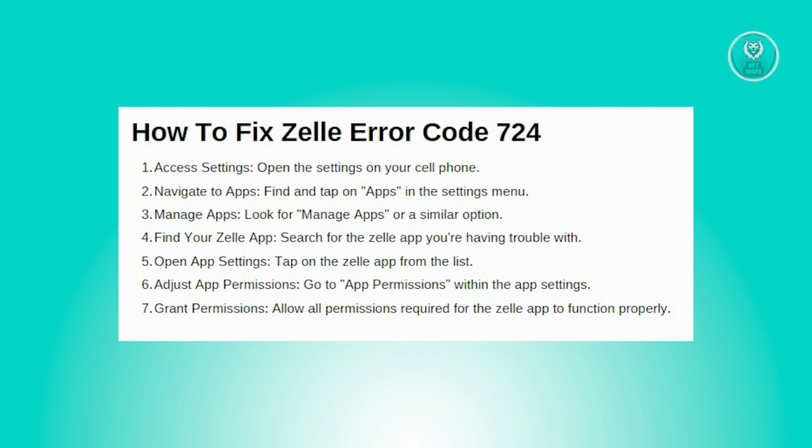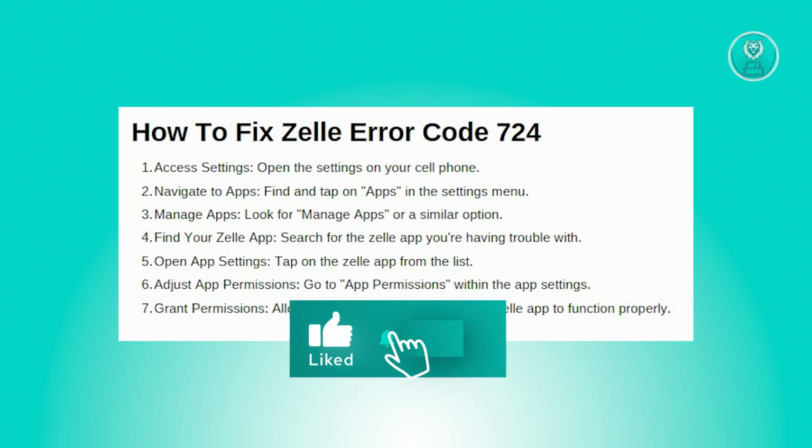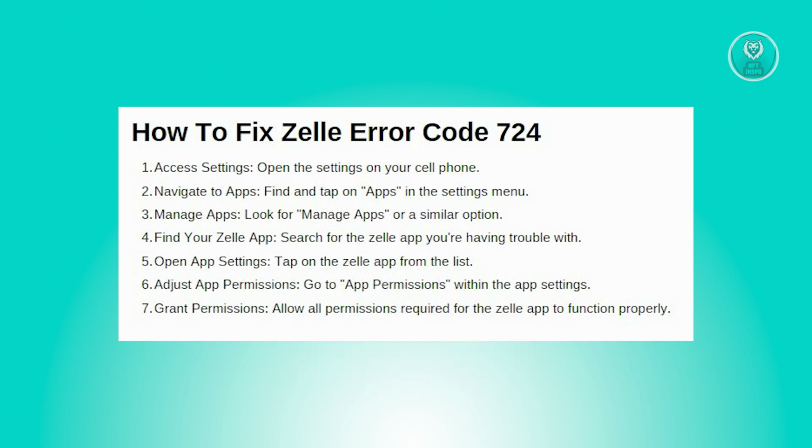Now, in the list of apps, look for the Zelle app that's causing the issue. You can either scroll through the list or use the search bar at the top to find it quickly. Now, tap on the Zelle app's icon or name to open its specific settings page. This page contains various options and information related to the app.